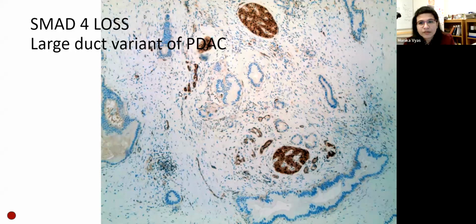And here's an immunostain for SMAD4 or DPC, which shows loss of SMAD4 expression in these glands, which is diagnostic of pancreatic ductal adenocarcinoma in this case. So this is another variant of PDAC, which should be kept in mind.